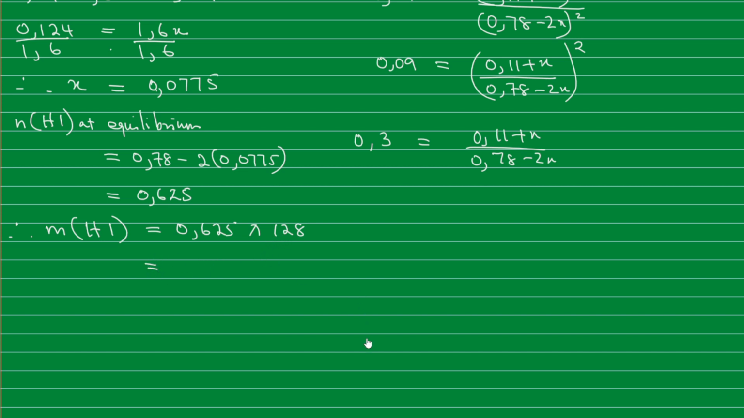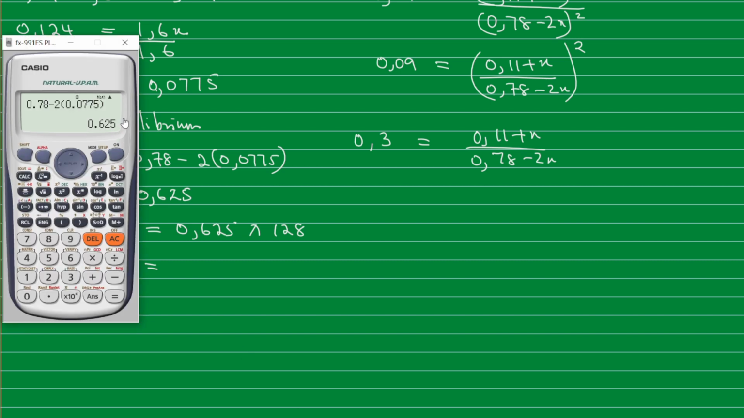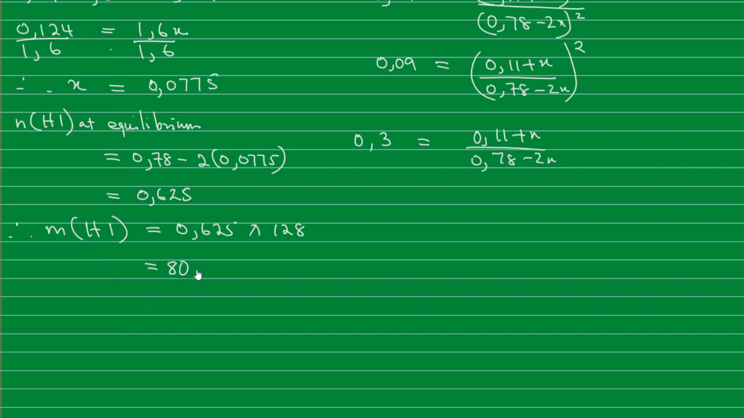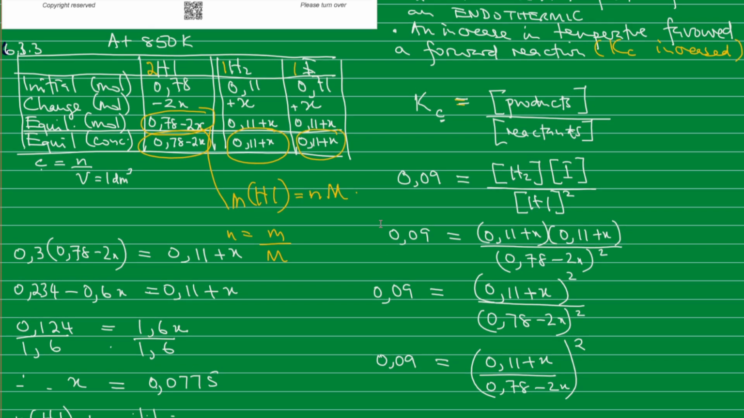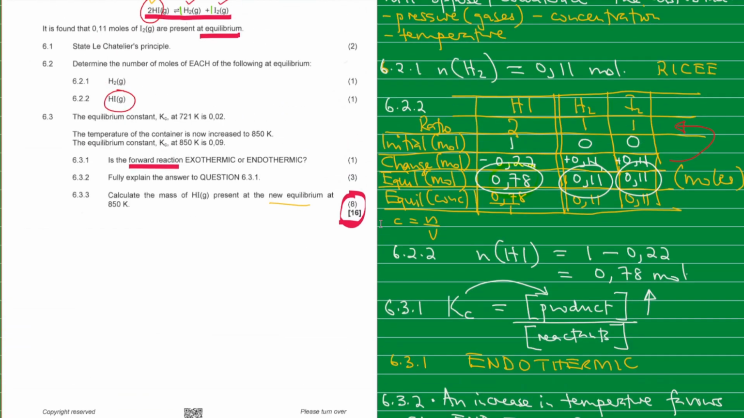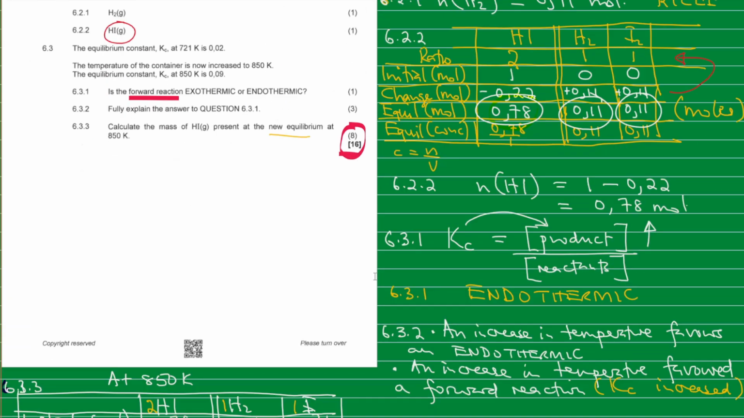Then we will get 0.625 multiplied by 128, which is 80. So that is 80 grams. Therefore, the mass of the hydrogen iodide at equilibrium is 80 grams. Okay, that was a lengthy calculation with 8 marks, but I hope you get something from here.